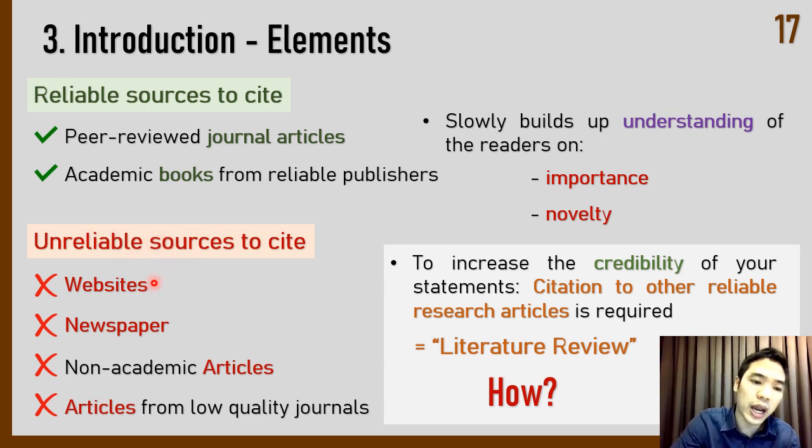For example, websites like www.something, or newspapers, or non-academic articles, or articles from low-quality journals. And the reason is that in peer-reviewed journal articles, there are experts to review the work before they publish. So it is quite reliable to cite from those articles.